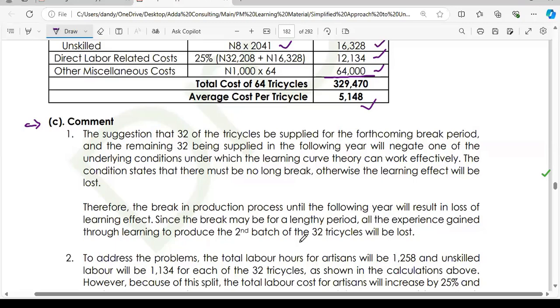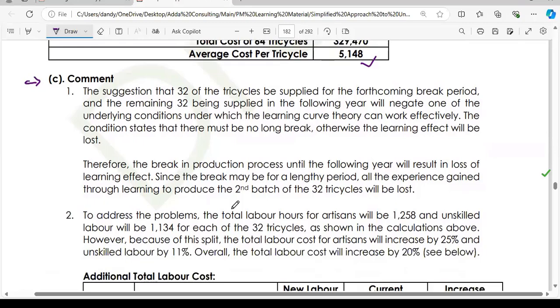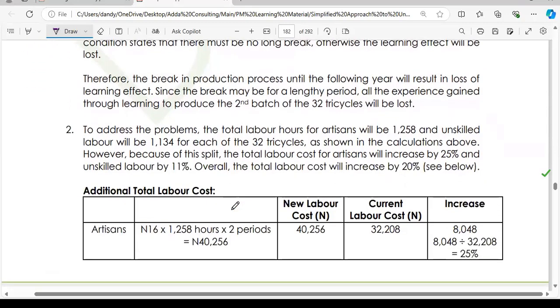Okay, so that means you have to start all over again. And that's why we are saying that one of the conditions that will make the learning effect work effectively is that there should be no long break period. Okay, that's one. The second part of the requirement says that to address the problem, now the total labor hours for artisan will be 1,258.